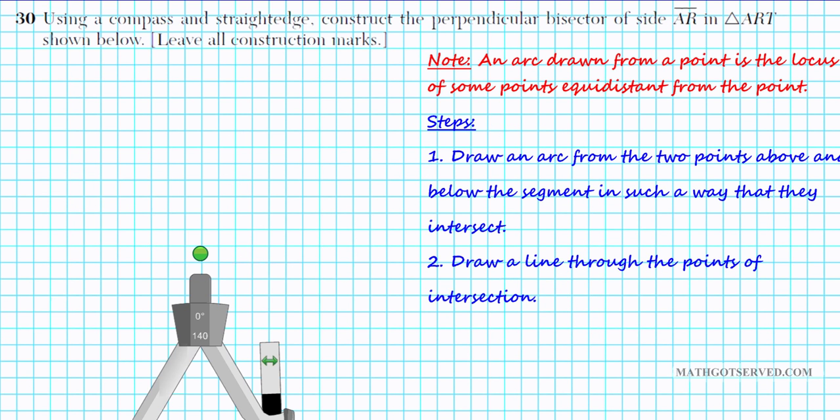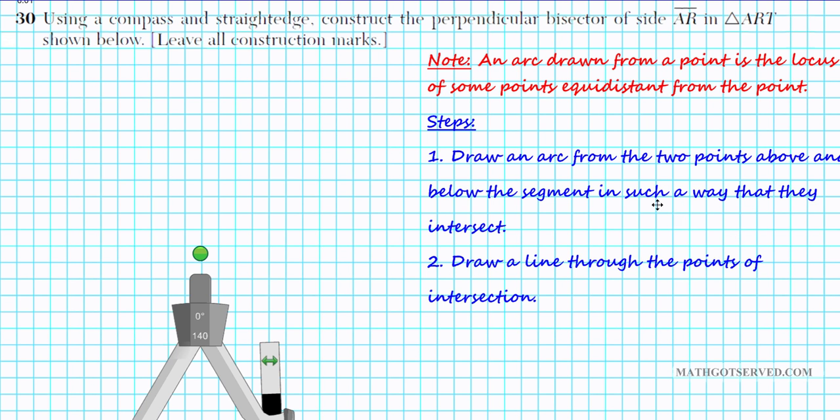All right, let's take a look at problem number 30. It reads, using a compass and a straight edge, construct the perpendicular bisector of side AR in triangle ART shown below. Leave all construction marks.